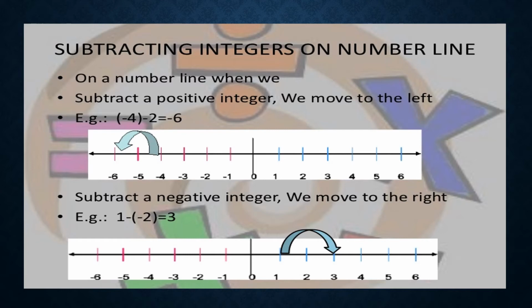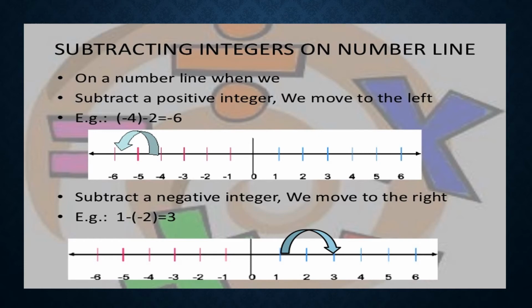The next subtraction is 1 minus minus 2. Now here we are subtracting a negative integer minus 2 from a positive integer 1. As here it is written 1, it is plus 1, a positive integer. So we are subtracting a negative integer from a positive integer. So while subtracting a negative integer, always move towards right.